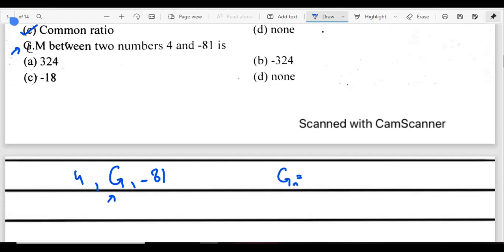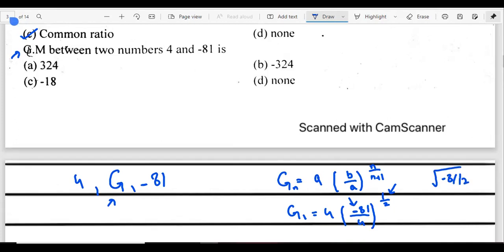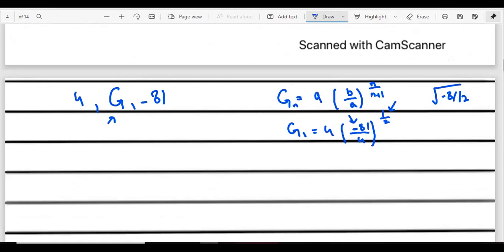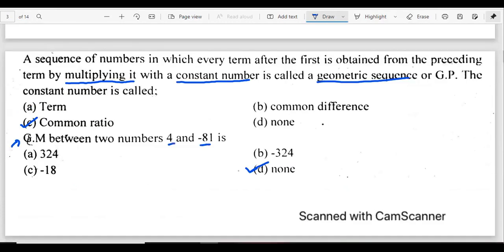I'll write down the formula for Gn divided by A to the power n is 1. So G1 is going to be minus 81 over 1/2. Okay. Just stop here. There's no point. It is a negative number. We cannot have a negative number in the under root, right? So that is why the answer is none in this case.